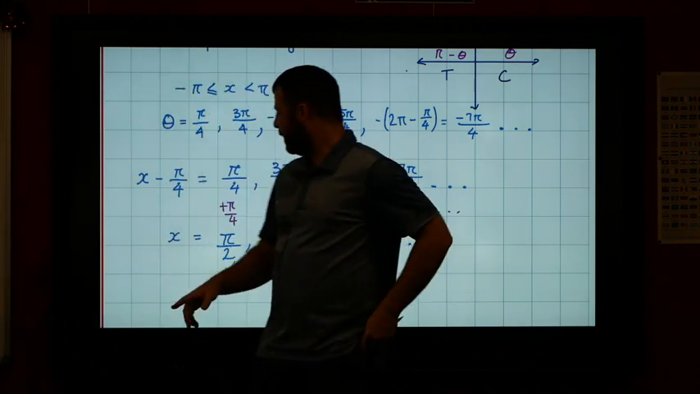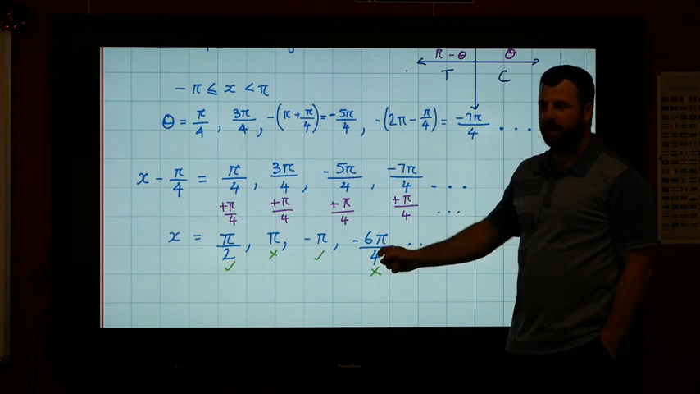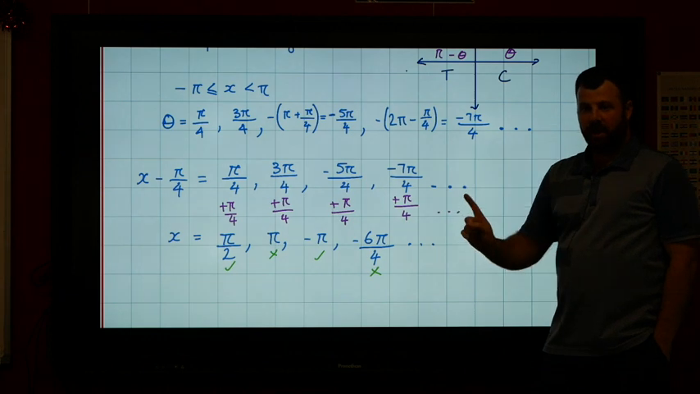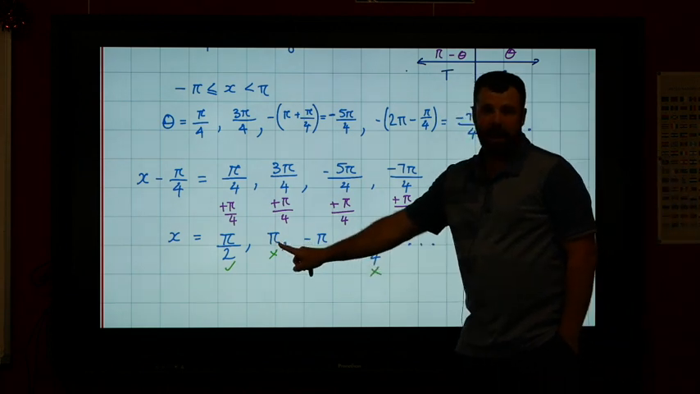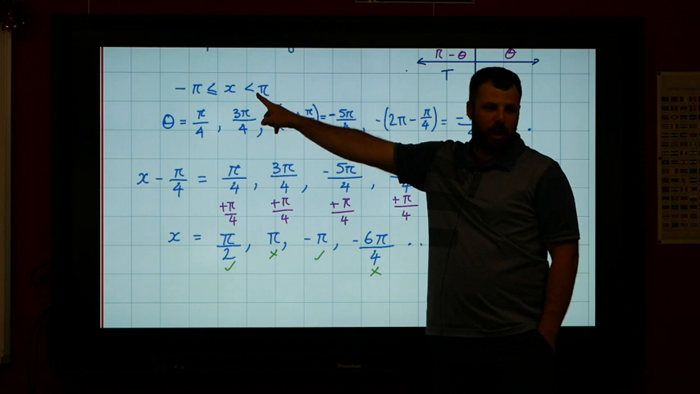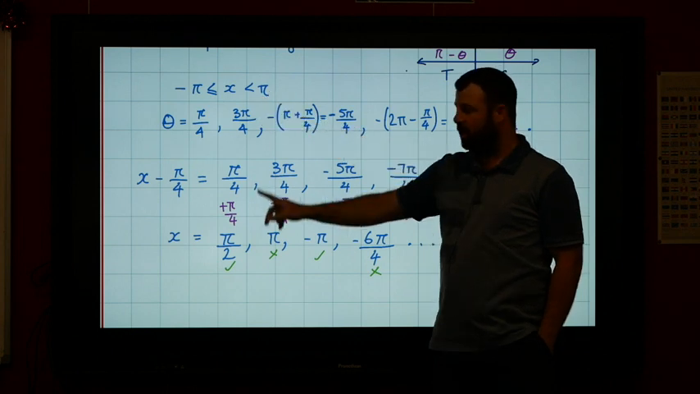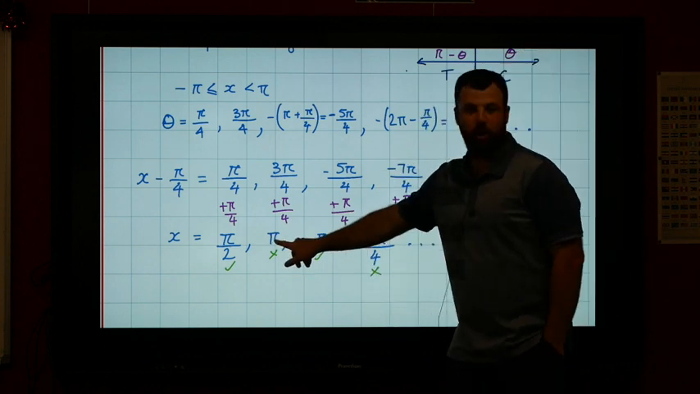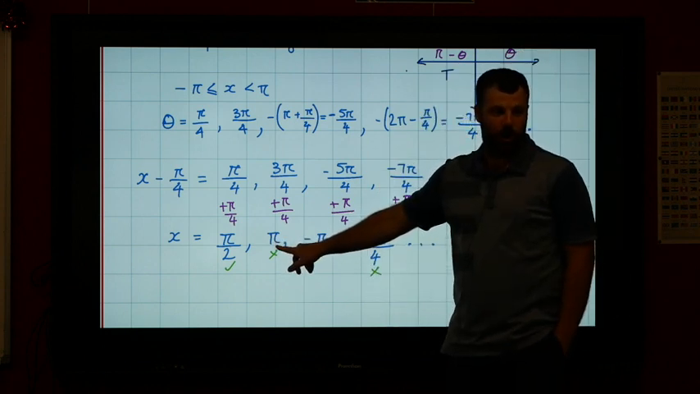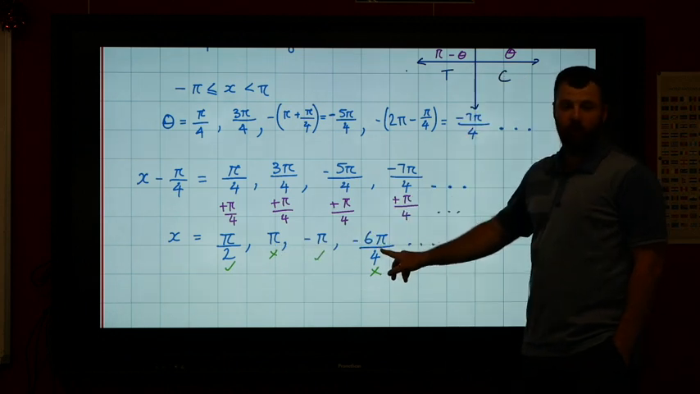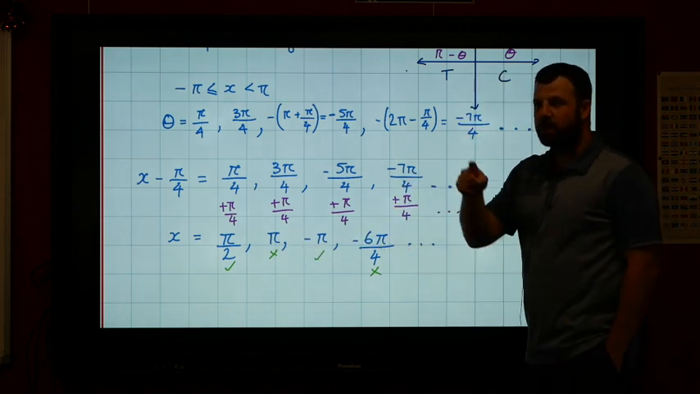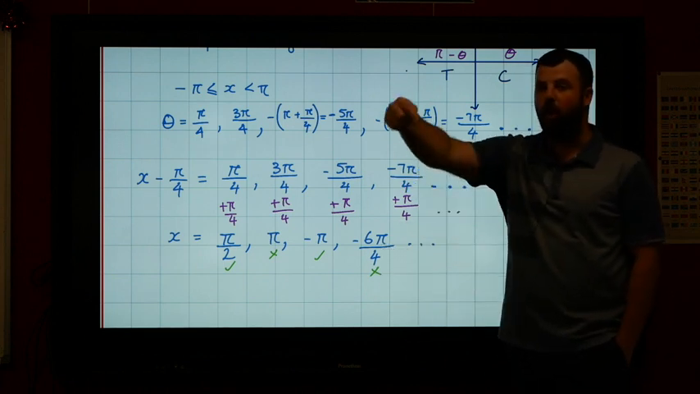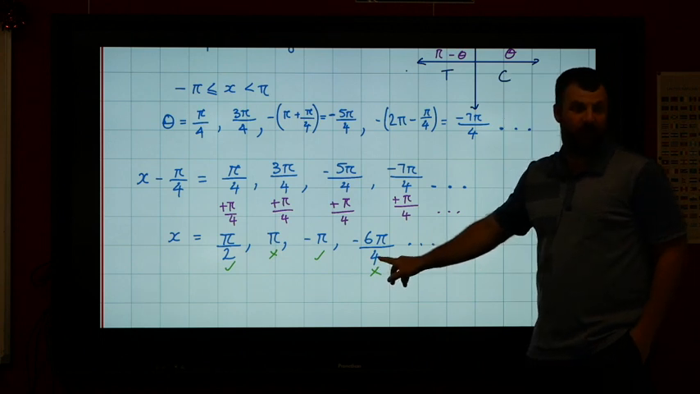So I ignore it. Because negative 6 pi on 4 is a number less than negative pi, so it's outside the domain. Notice how pi is the first solution that appears outside my domain on the right hand side. So that's how I know I don't need to go any further with my positive rotations because I've already found the first thing that doesn't work. This was the first solution outside my domain when I went in negative rotations. So I didn't need to go on any further.